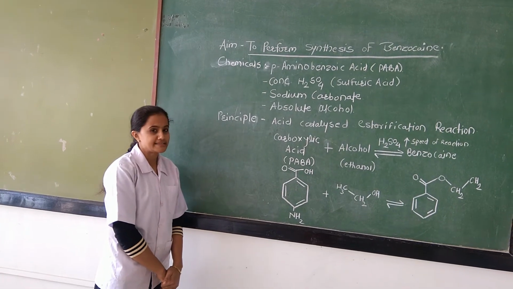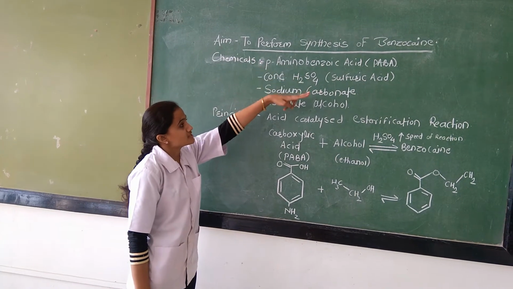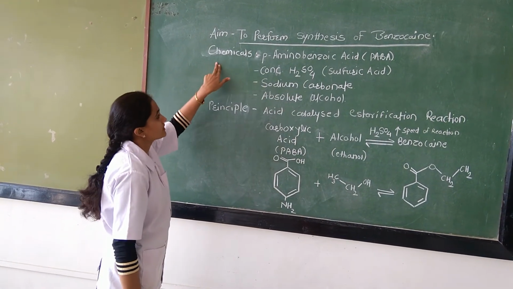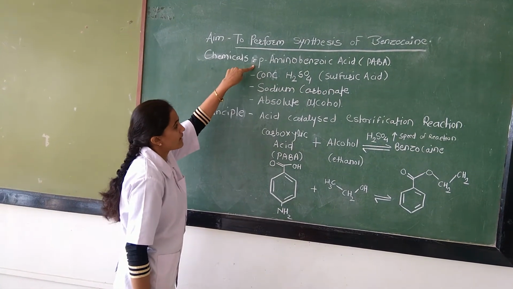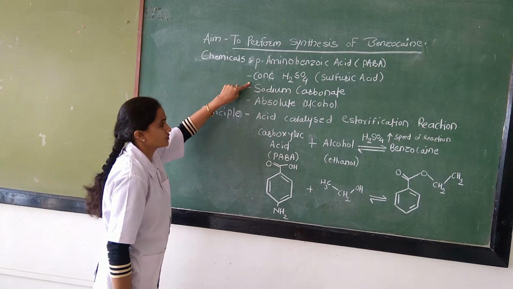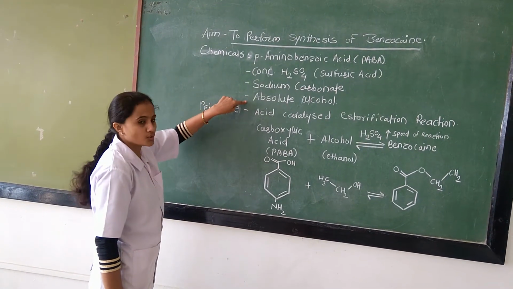Hello student, in this video we see the practical to perform the synthesis of benzocaine. For the preparation of benzocaine we require the chemicals. First para-aminobenzoic acid, next concentrated H2SO4, third sodium carbonate and the fourth absolute alcohol.